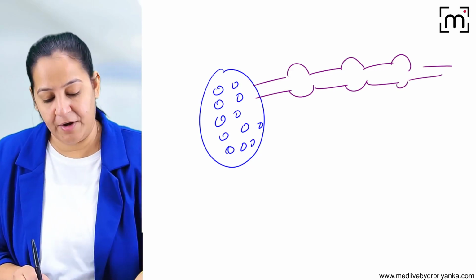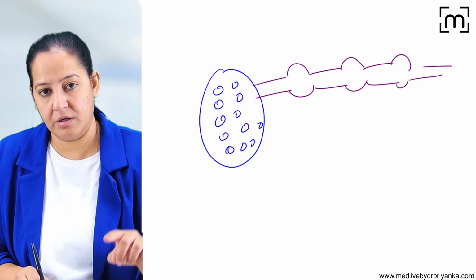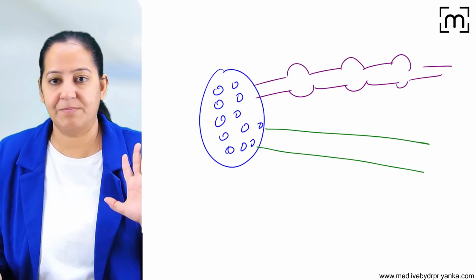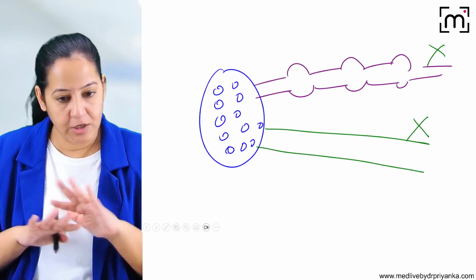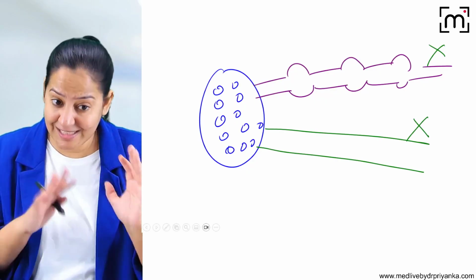They are not going in the blood also. I mean, they are not going in the veins also. So they are not spreading via veins. So neither are they going in the lymphatics nor are they going in the blood vessels. No lymphatic spread, no hematogenous spread. But it is spreading to other organs.